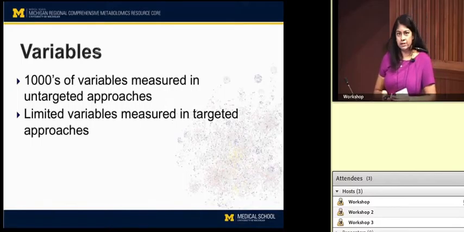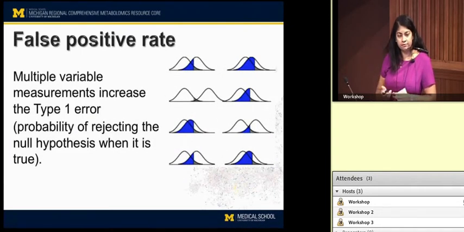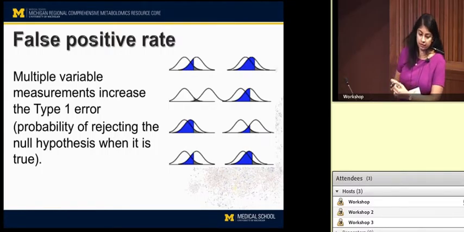Compared to normal experiments that we use in science, metabolomics is slightly different because we have the capability to measure thousands and thousands of variables. And in the targeted approach, we have a limited panel still. We have a lot of variables that we measure at a single time. What does this do to us? This interferes with the statistical inference of things. Multiple variable measurements increase the false discovery rate.